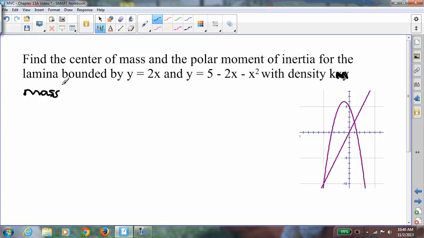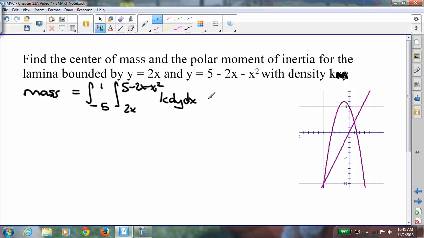Mass, if you think of this in terms of science, our density, because it is a lambda, is like mass over area. So basically what I need to do is multiply my density times area, and that will give me the mass of my lambda. So my area is where the double integral comes in. So this one, all the way back to example 1, would have been the integral from negative 5 to 1, the integral from 2x to 5 minus 2x minus x squared. And that's going to generate my area, so all I need inside is the density, which is k, dy dx.